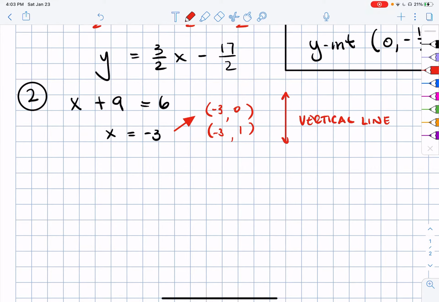In a vertical line, the slope is undefined, because that was skiing on the vertical slope, right? I scream, I scream, I scream, and my body goes undefined, right?